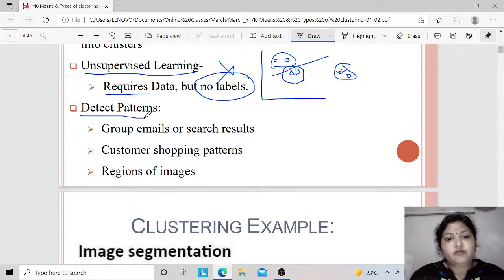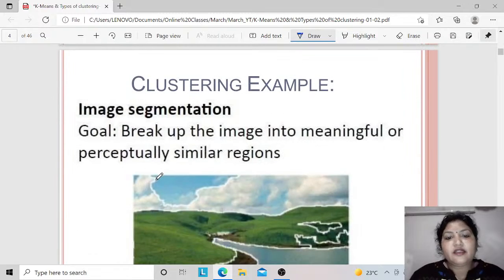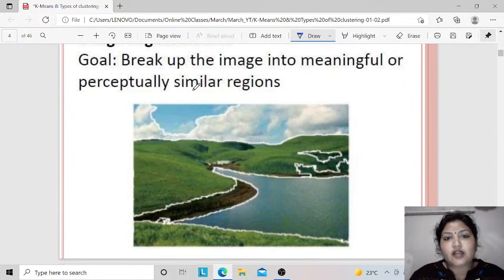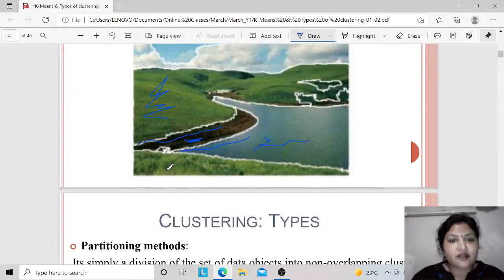Now, what are the patterns first of all? Suppose we have group emails, search results, customer shopping patterns, regions of images. If I am talking about this image, what is our aim, what is our motive? Break up the image into meaningful and perceptually similar regions. Like this side would be different from this side, so we have to segregate both of them.